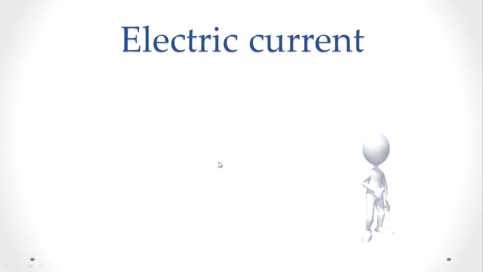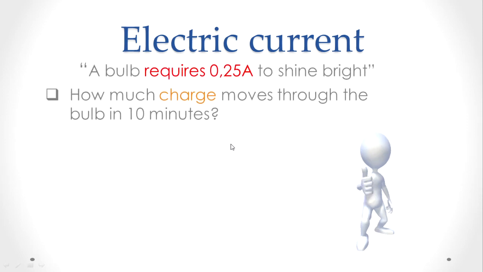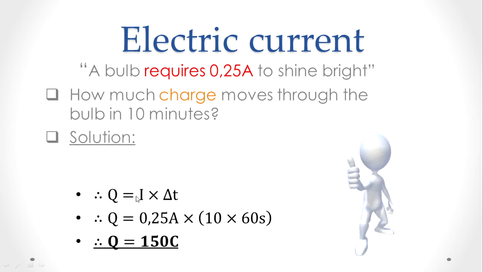Moving on, just an example of the type of question we can ask. A bulb requires 0.25 amps to shine bright. How much charge moves through the bulb in 10 minutes? So we are given current and we are given time in minutes. They're asking for charge. So let's have a look at the solution. Using this formula over here, we substitute our values in. We've got the current, we've got the time, but it's got to be converted to seconds. So you multiply the 10 minutes by 60 to get into seconds, and your answer is 150 coulombs.